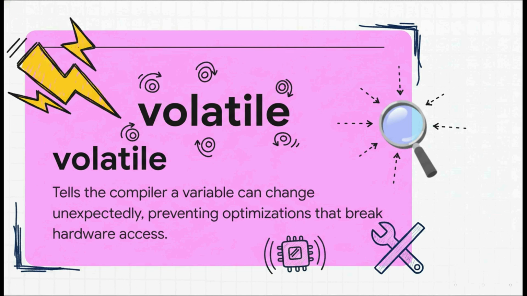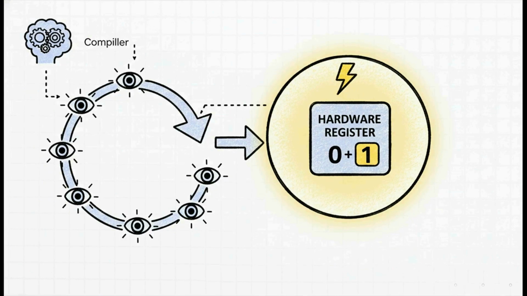Volatile is your way of shouting at the compiler, hey, don't you dare optimize this read. The hardware can change this value behind your back at any moment. It's the shield that protects you. And here's the fix. See, just by adding volatile to the pointer declaration, we force the compiler to perform a fresh read from that memory address on every single loop. This guarantees you're always seeing the real, live value from the hardware.